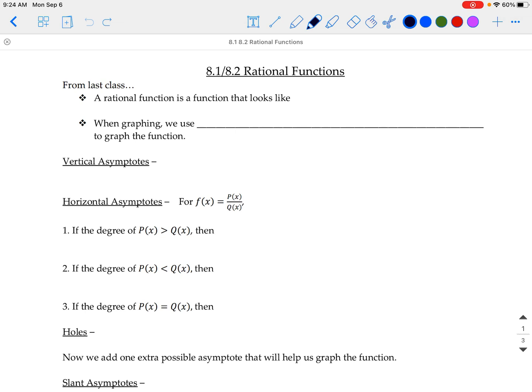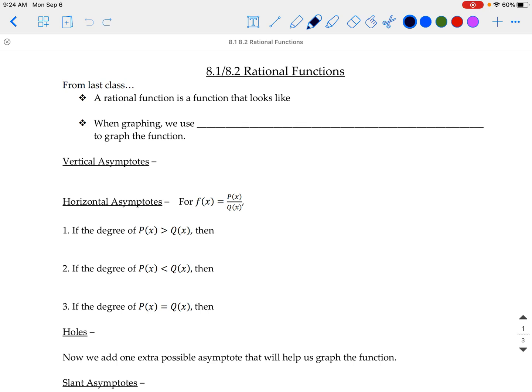Welcome back, everybody. So we are in the last part of Unit 4 here, which is on rational functions and what their graphs look like. So we'll be looking at that, and the key idea is going to be asymptotes. There's really going to be 3 different types of asymptotes that we look for with rational functions.